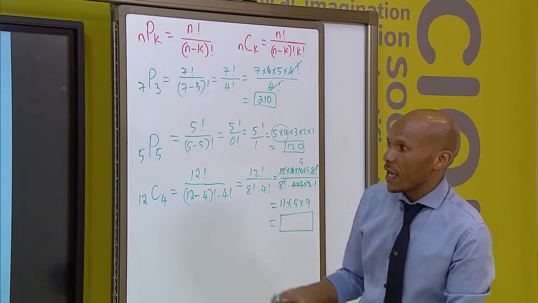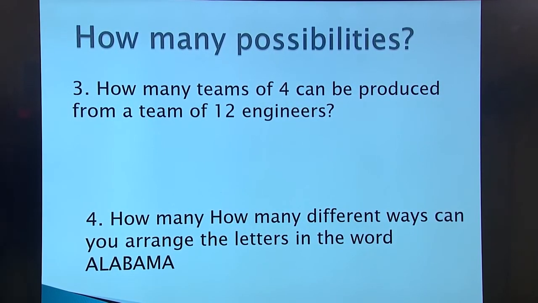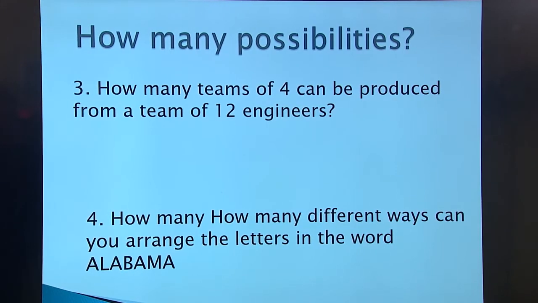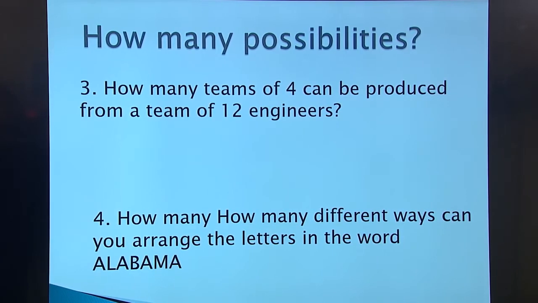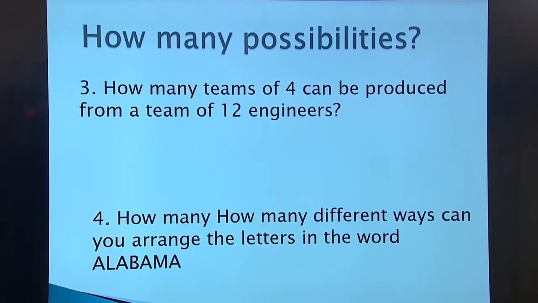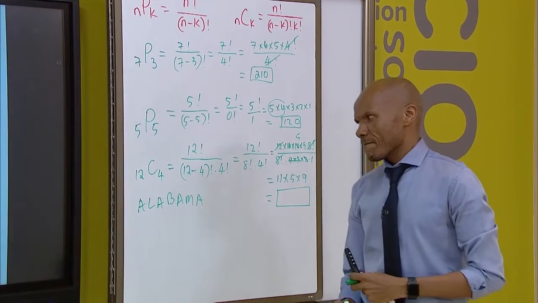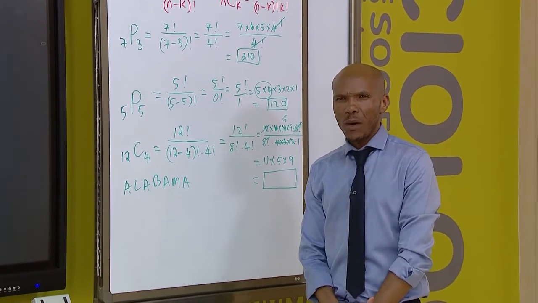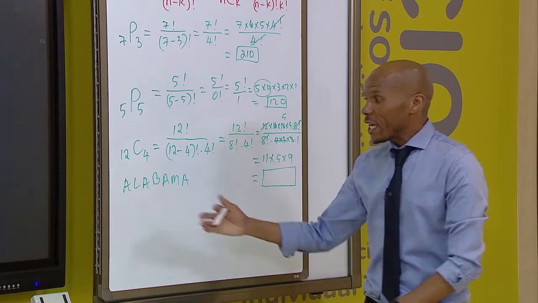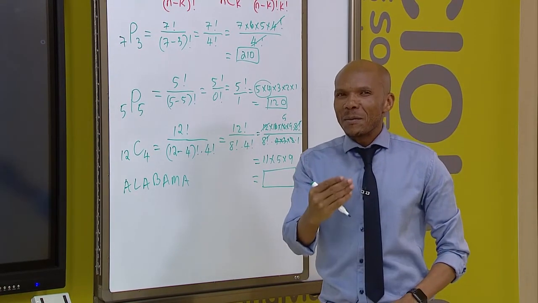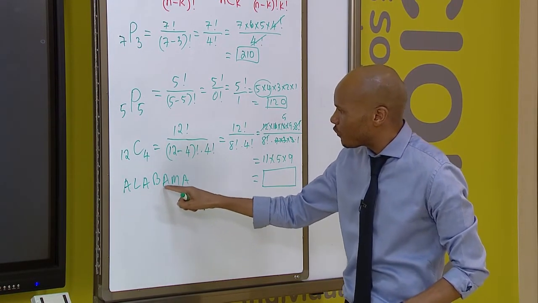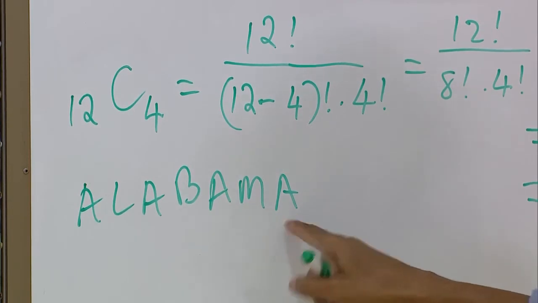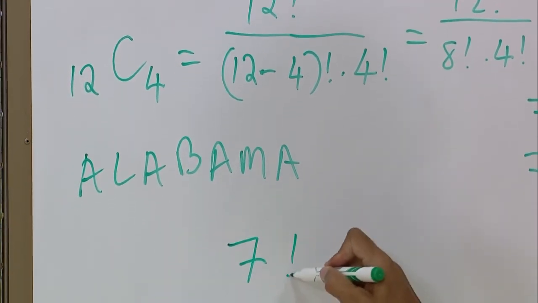Let's go to the next question. Now this is a bit different. Think about it. How many different ways can you arrange the letters in the word Alabama? So here you're asking yourself, what am I going to use, right? Here we're going to use the counting principle. You'll say, how many letters do I have? 1, 2, 3, 4, 5, 6, 7 letters. So you have 7 factorial, right?